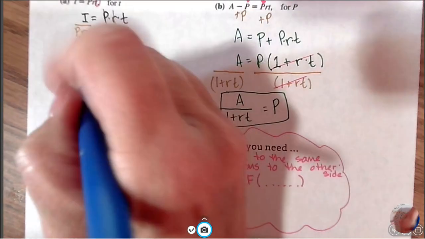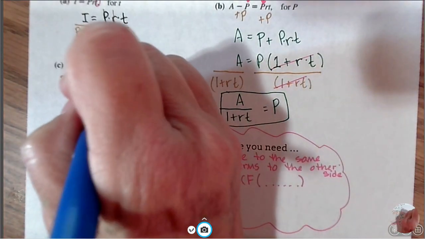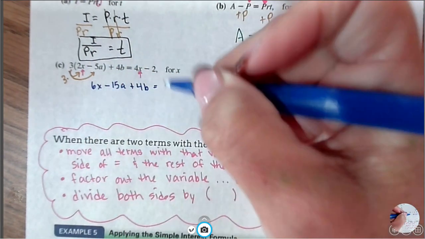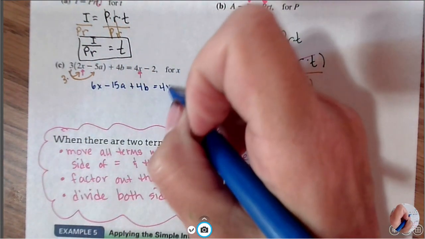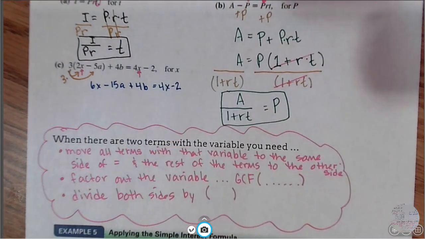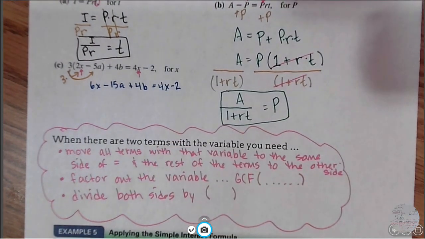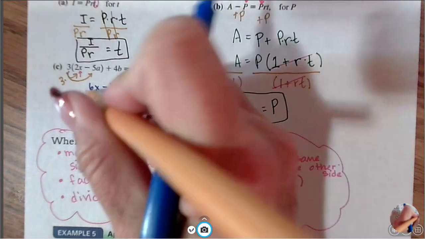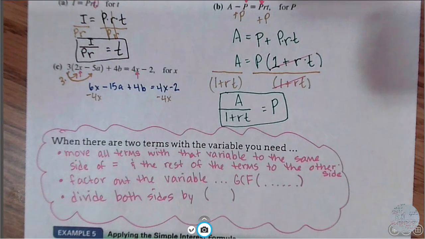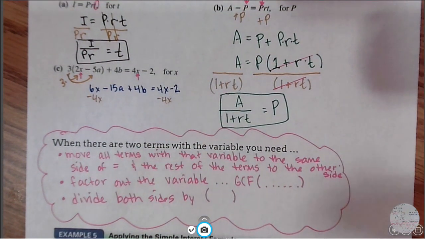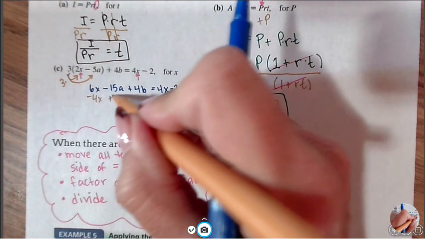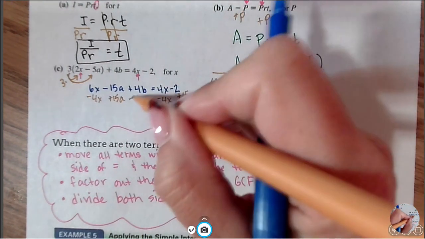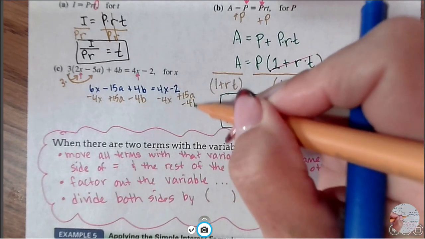And I'll have 6x minus 15a plus 4b equals 4x minus 2. Let's start moving all of our x's to the other side. So I will subtract 4x, subtract 4x, and then I want everything else that doesn't have an x to the other side. So add 15a to both sides, and subtract 4b from both sides.